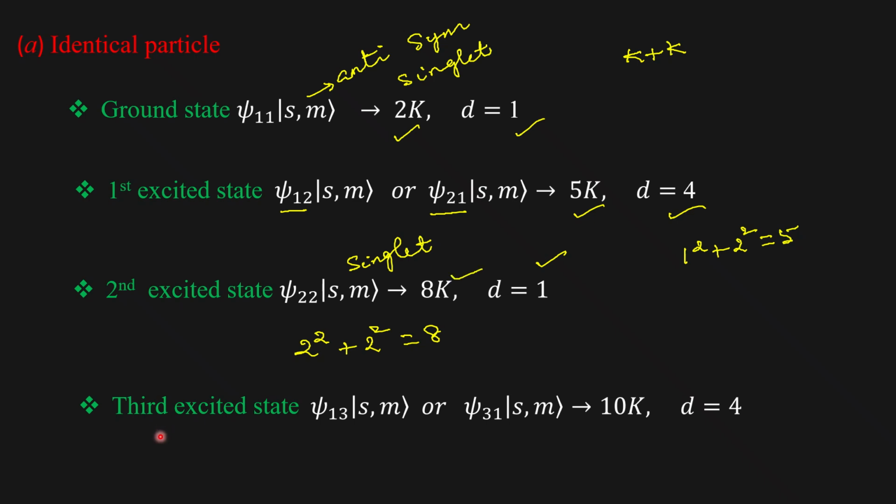Then we will move on to the third excited state. That is psi 1 3 ket s comma m or psi 3 1 ket s comma m. We know psi 1 3 and psi 3 1 are the same because they are identical particles. Then the degeneracy is one singlet and one triplet, so the degeneracy is 4, and the energy is 1 squared plus 3 squared, which is equal to 10. So this will be 10k.